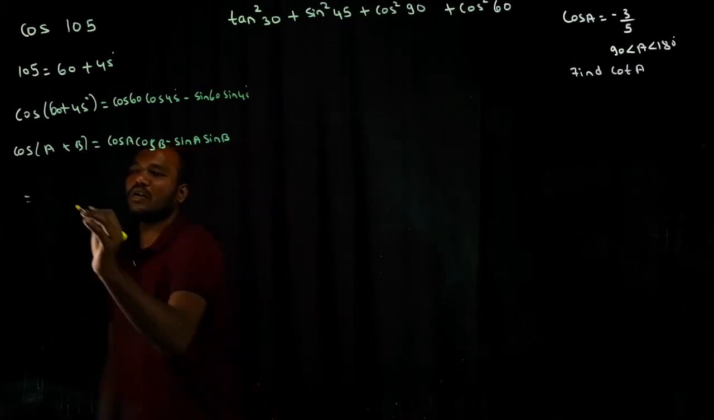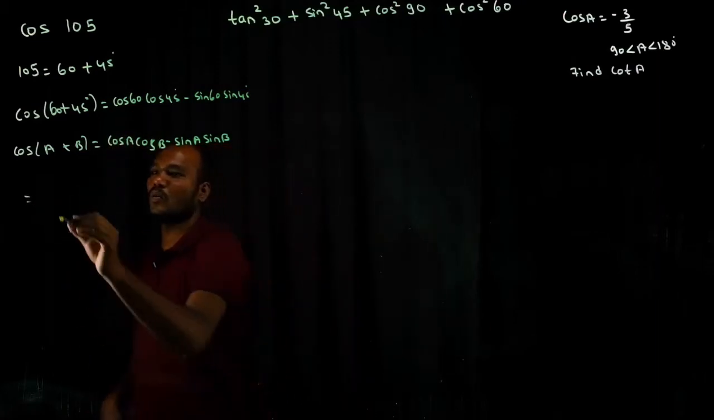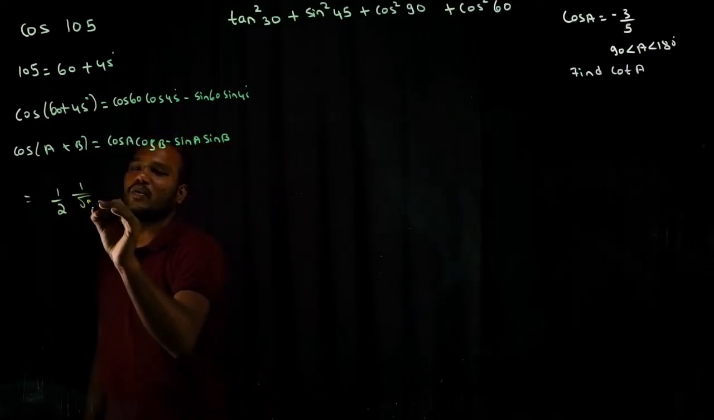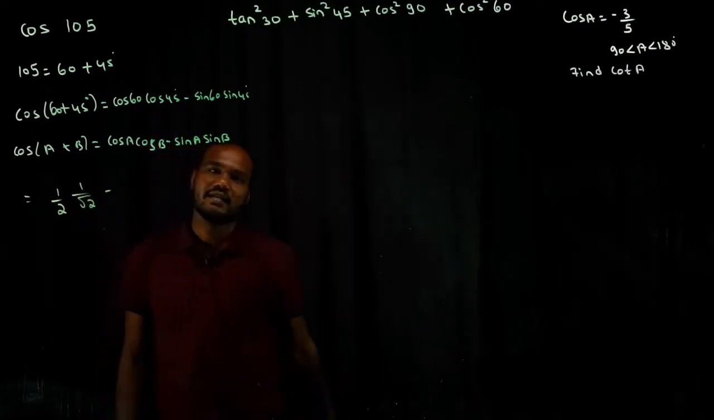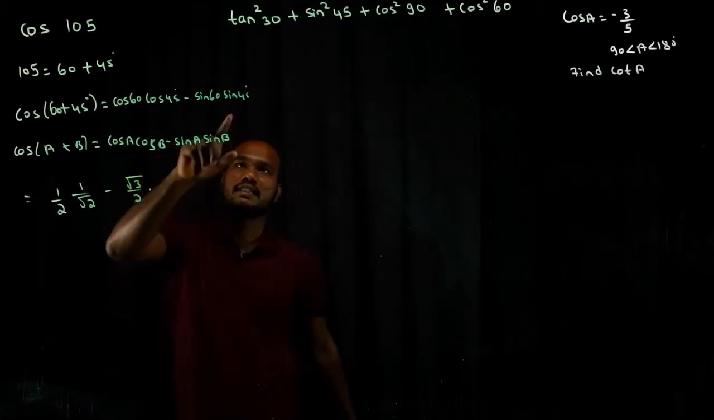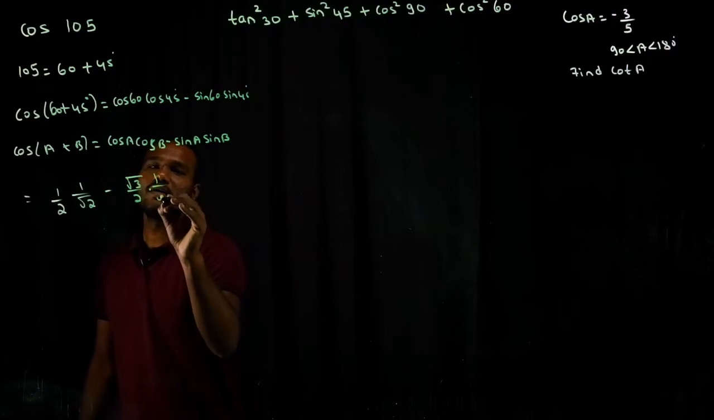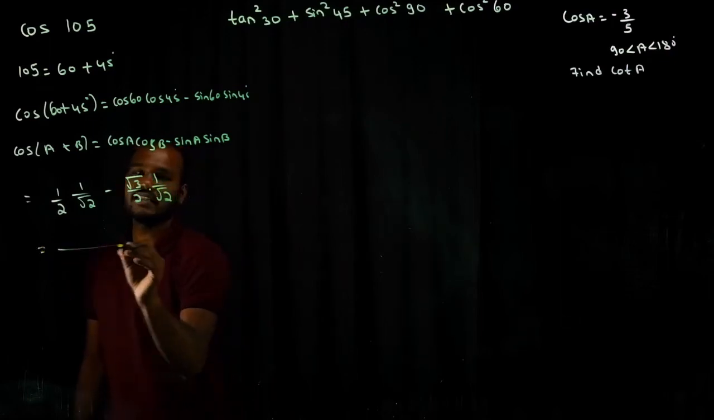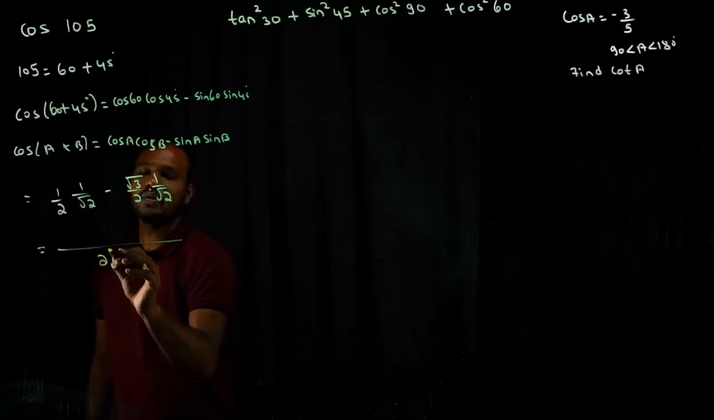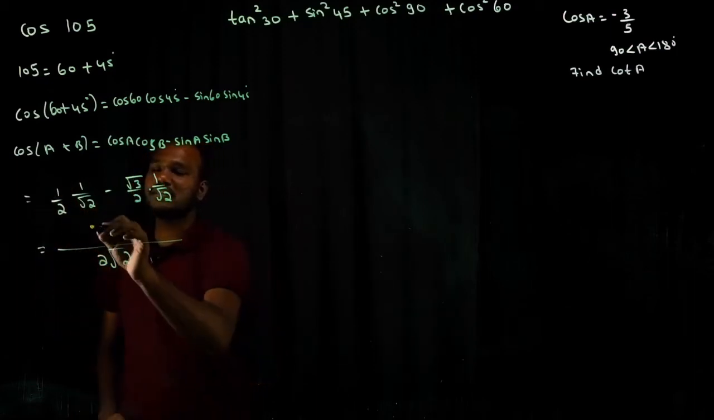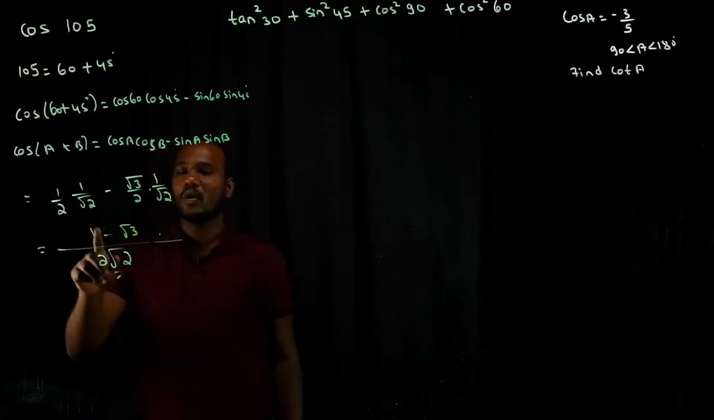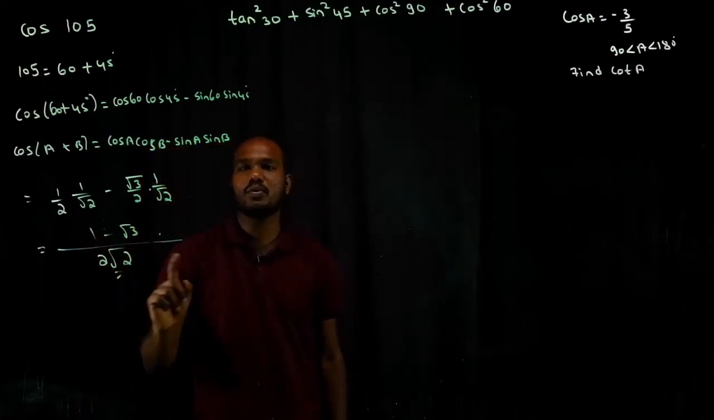Now if I want to solve, cos 60 is 1 by 2, cos 45 is 1 by root 2, minus sin 60 which is root 3 by 2 times sin 45 which is 1 by root 2. So if I solve this with the LCM, 2 root 2, the LCM will be 2 root 2, 1 minus root 3 times 1 is root 3. So how much did I get? 1 minus root 3 upon 2 root 2.